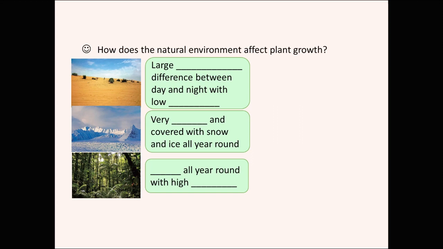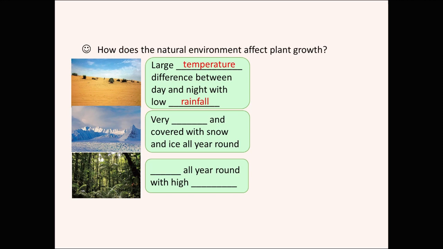For the desert, we find out that there is a large temperature difference between day and night. Why do I say so? Because in the desert, it is very hot in the daytime, but after the sun sets, the temperature will be very, very low. It will be very cold at nighttime. So that's why in the desert, there is a large temperature difference between day and night. And at the same time, in the desert, there is low rainfall.